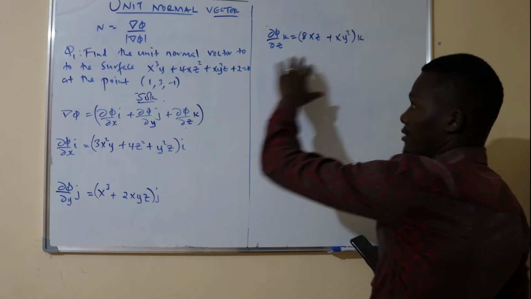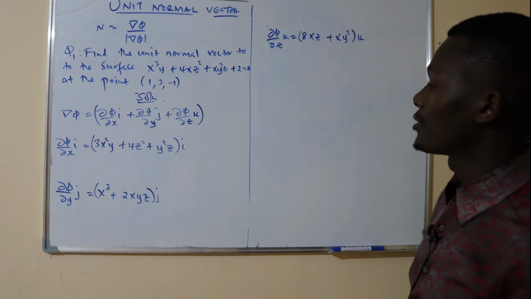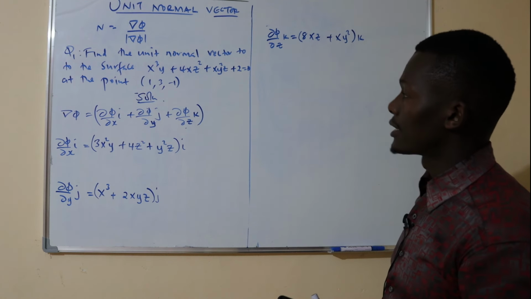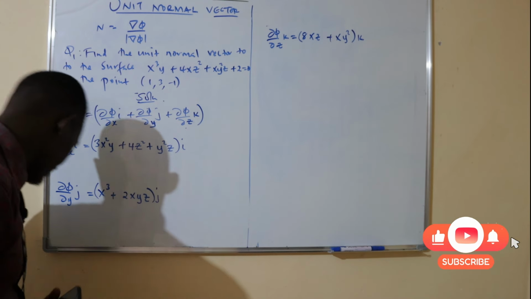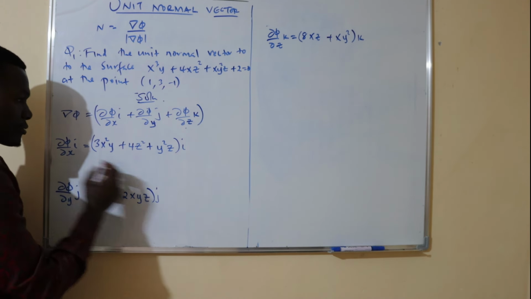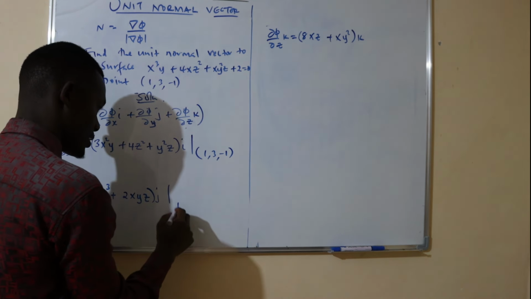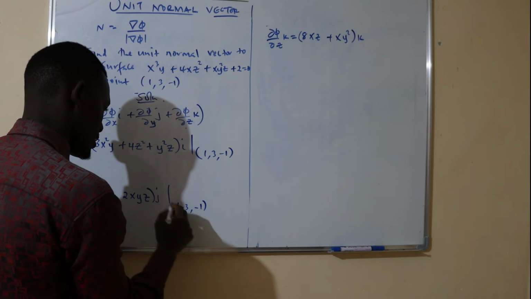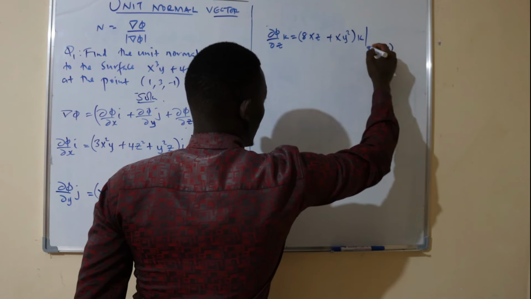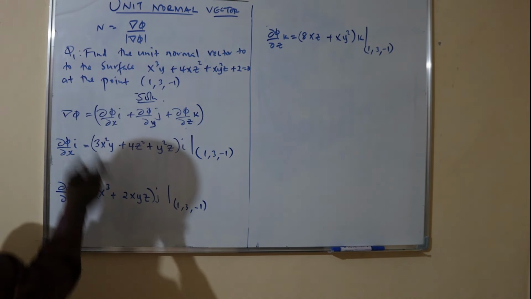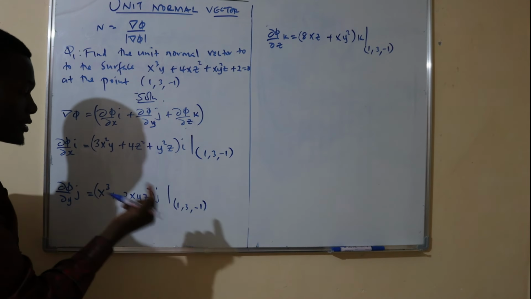So you should have some good knowledge when it comes to partial derivatives. So now we're replacing at the point 1, 3, negative 1, in every part there. So now we can go in each term at a go, so you have those three. So replace your values. Your x is 1, your y is 3, your z is negative 1.